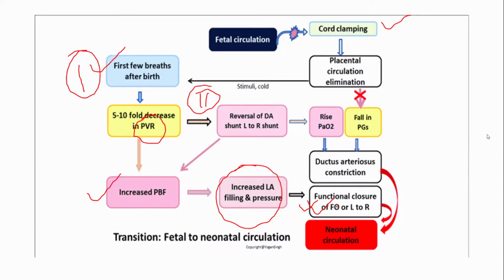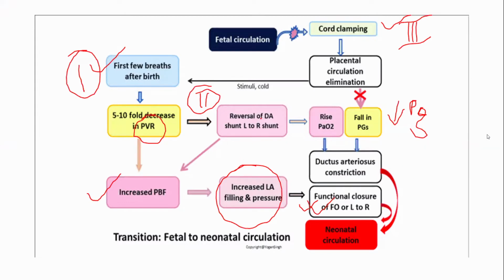Number three, when you have cord clamping, what happens? Your placental circulation will be eliminated. When the placental circulation is eliminated, there is a fall in prostaglandins. So decreased prostaglandin causes constriction of the ductus arteriosus, and constriction of the ductus arteriosus will then change it into the neonatal circulation.